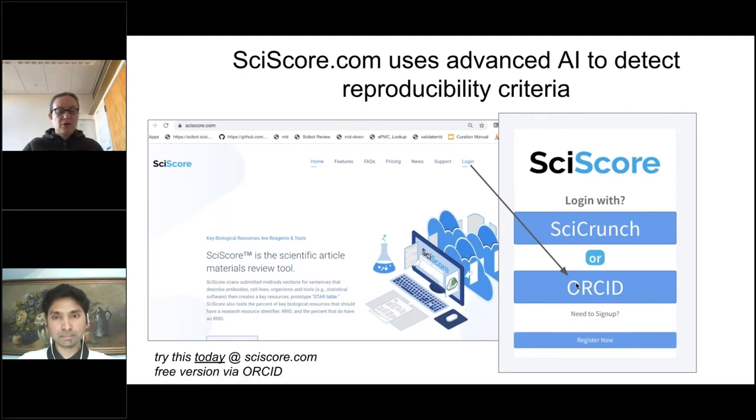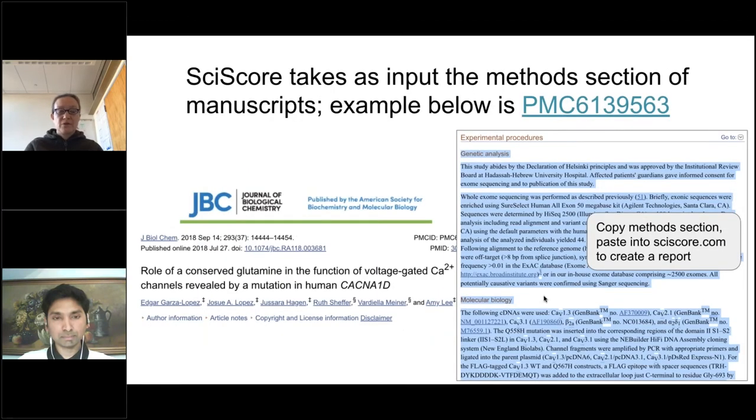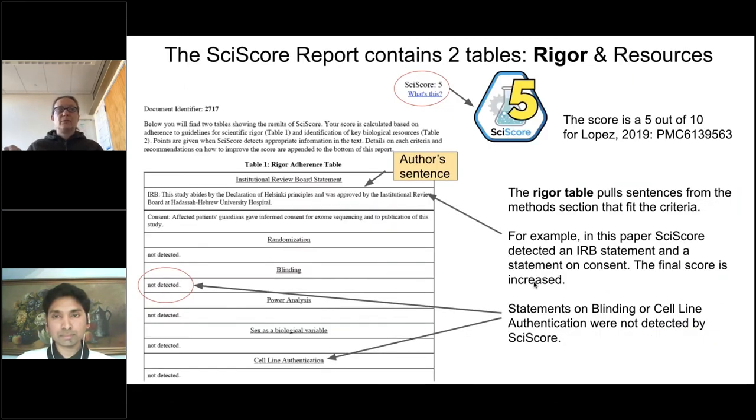So you can actually try this today, and all you have to do is find your methods section. So here I'm picking on this particular paper for no reason other than this was the top one in PubMed Central. So I apologize to these authors, but it's just an example of what you might get. This is the methods section that I've copied, and I've pasted it into the tool, and I hit the go button. That's literally all you have to do. And then it creates a report. This particular paper got a 5. So basically it's 5 out of 10 criteria that it was looking for, it found.